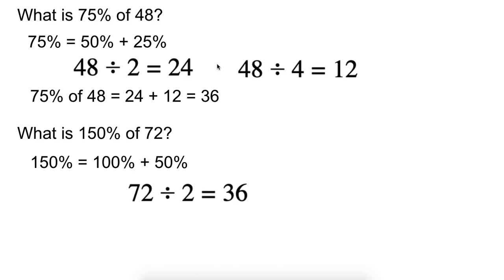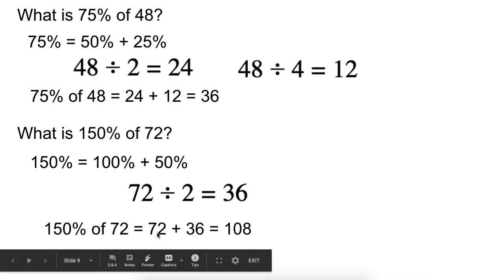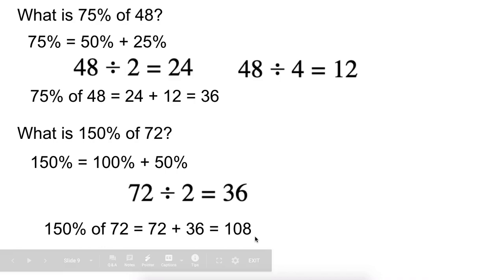So I end up with 36 when I take 72 and divide it by 2. So now I have to add that to 72 to find 150% of 72, because 72 is the whole and 36 is the 50%. We add those two together, we get 108. So 150% of 72 is 108.